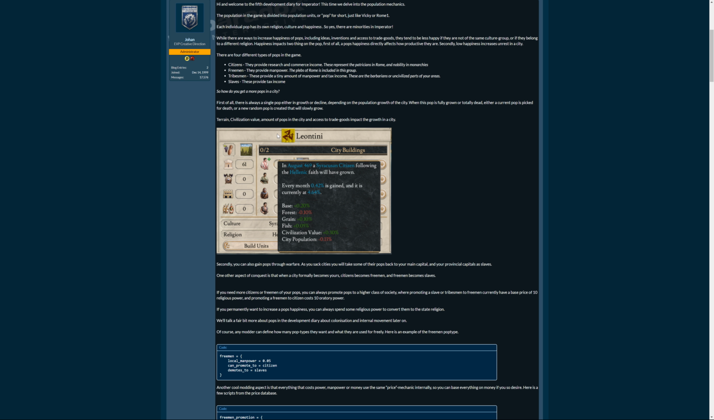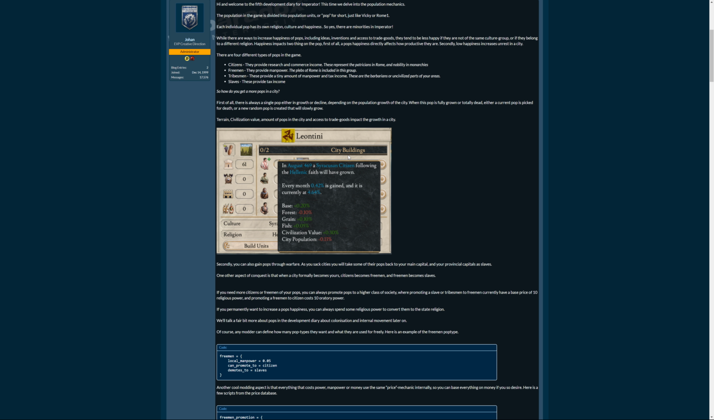There could be the system that there is a roll and then the pop either dies and is gone, and then a new roll is done, or the game asks continually whether there is enough food, for example, so the pop can grow, or there's not enough food so the pop will decline. We'll see how it works. Probably it will be a continuous system. Terrain, civilization value, amount of pops in the city, and access to trade goods impact the growth in the city. We have here the city of Leontini.